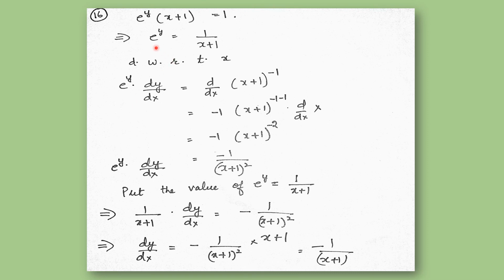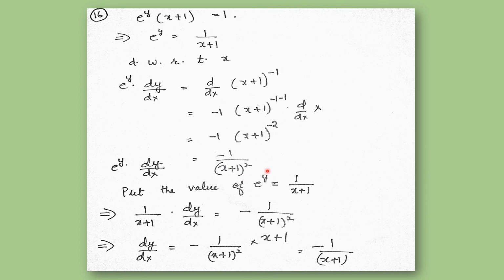Differentiate with respect to x. You get left hand side derivative: e power y as it is multiplied by dy by dx is equal to the derivative of x plus 1 whole power minus 1. Just take it to the numerator. Power will be minus 1. So here apply the formula. This power will come in the beginning. You will write minus 1, x plus 1 whole power minus 1 multiplied by the derivative of x. Okay, so you will get minus 1 multiplied by x plus 1 whole power minus 2. Derivative of x is 1, so you can ignore it. So what you get is e power y into dy by dx is equal to minus 1 upon x plus 1 whole square.